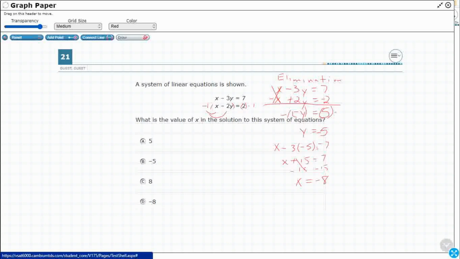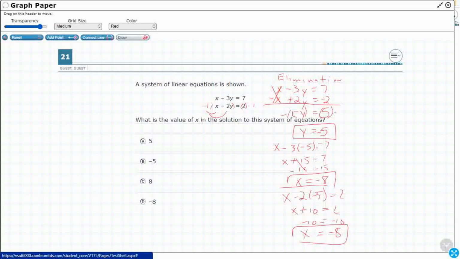Okay? Now, I could plug this 5 into, or this -5, excuse me, into the other one as well. Right? So x minus 2 times -5 equals 2, so that's going to be x plus 10 equals 2. Subtract 10 from both sides. Yeah. x is still going to equal -8. Now that was one option.